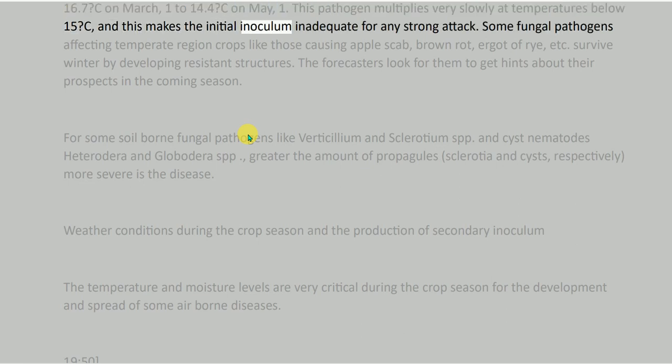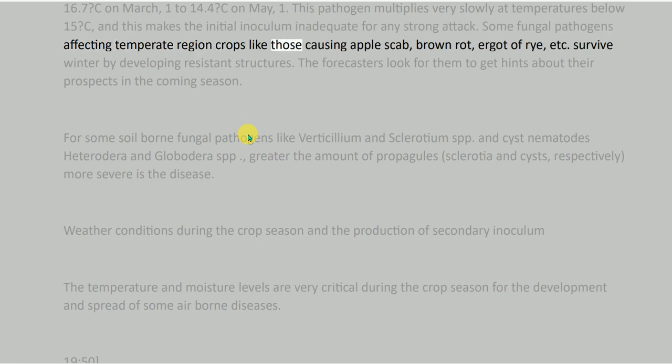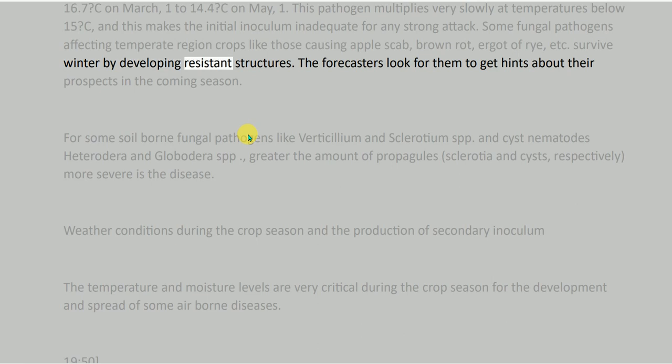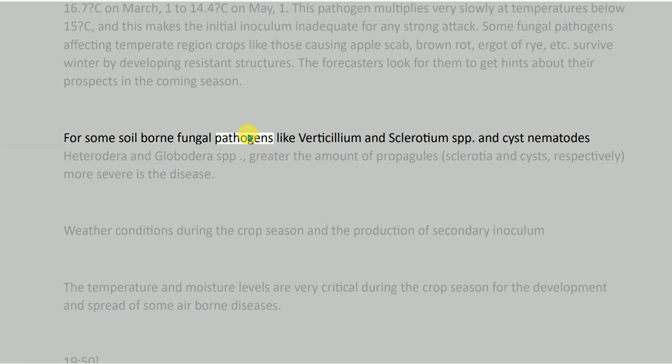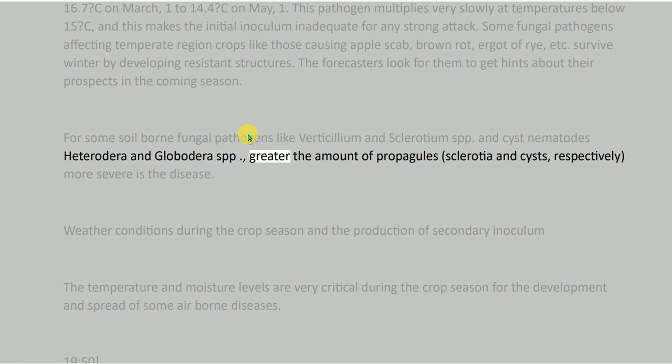Some fungal pathogens affecting temperate region crops, like those causing apple scab, brown rot, ergot of rye, etc., survive winter by developing resistant structures. The forecasters look for them to get hints about their prospects in the coming season. For some soil-borne fungal pathogens like Verticillium and Sclerotium spp. and cyst nematodes Heterodera and Globodera spp., the greater the amount of propagules, sclerotia and cysts, respectively, the more severe is the disease.